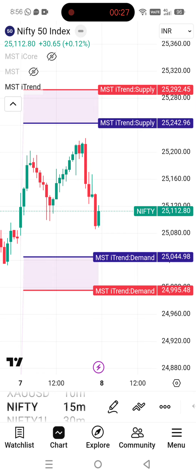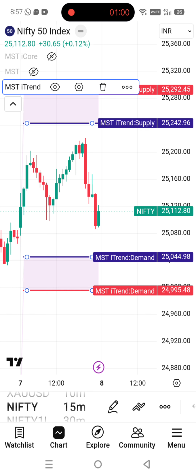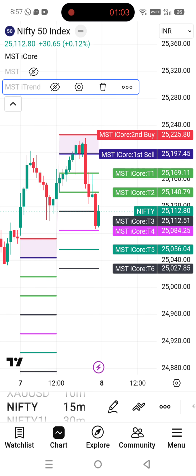Once the market has opened, either the support zone or the demand zone will be activated, meaning the price will reach either one of them. Whichever side first gets activated, that side only we have to trade and the other side we have to ignore. Once again, I repeat, whichever side first gets activated, that side only we trade, the other side we ignore. I will explain what iCore and iTrend are one by one.